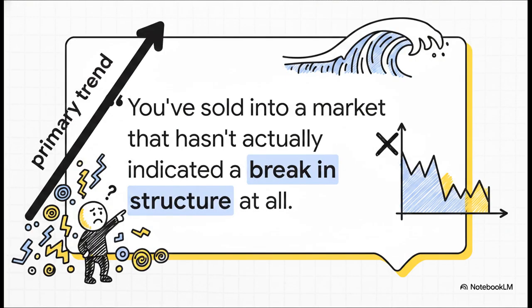It's such a classic mistake. You're confusing the little ripples on the surface for the main tide underneath. By trading that internal noise, you've jumped the gun. You've bet against the main trend before the market has given you any real signal that it's over.